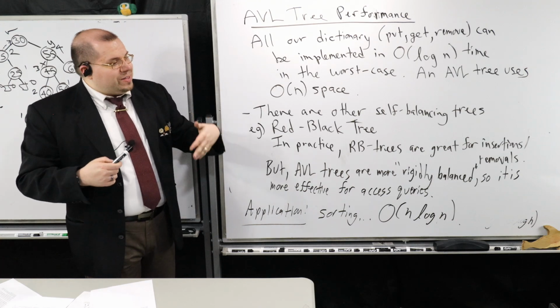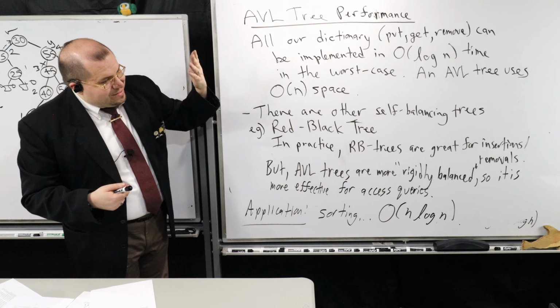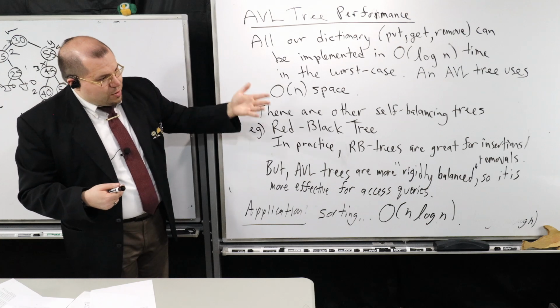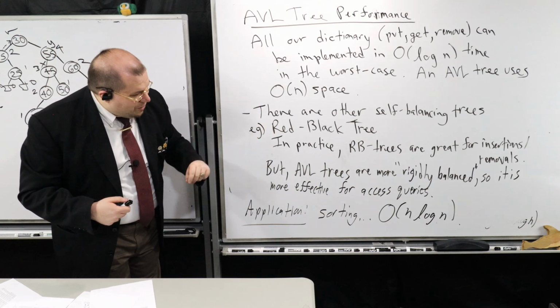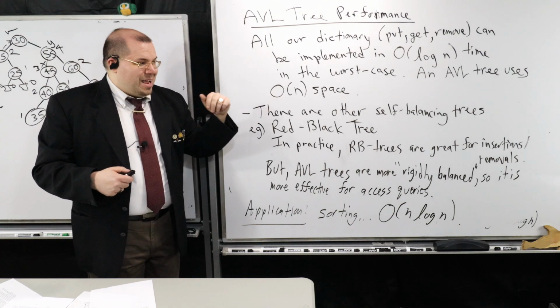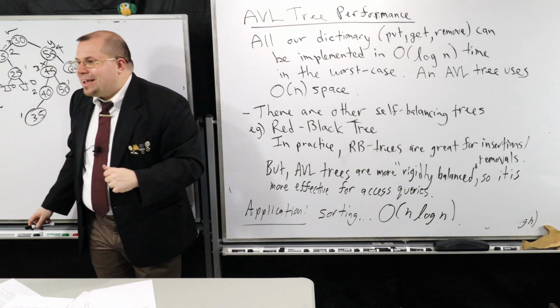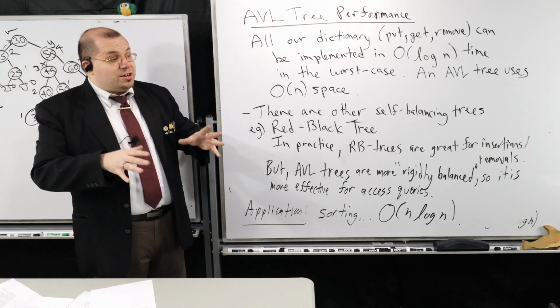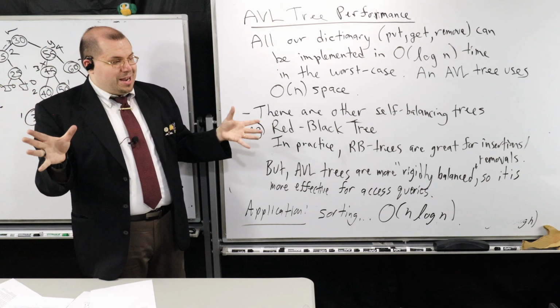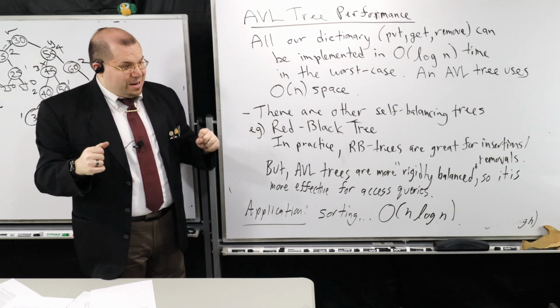So you get all of this dynamic data structure that you can insert into, do removals, do all these other operations, plus you can sort with it in big O of n log n time if you're able to deal with the space. Anyways, when we come back next time, we're going to start talking about generalizations of binary search trees, so-called multi-way search trees.